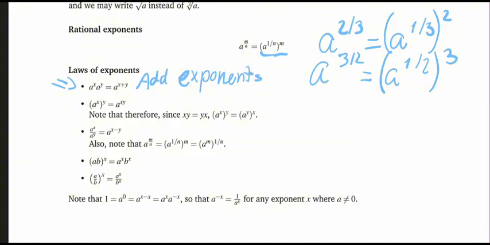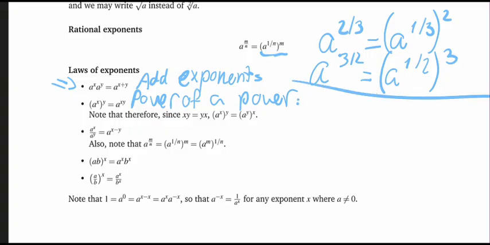Now, if you have a power to a power, then you're going to multiply powers. So power of a power. A to the power of x, to the power of y, means multiply the powers.